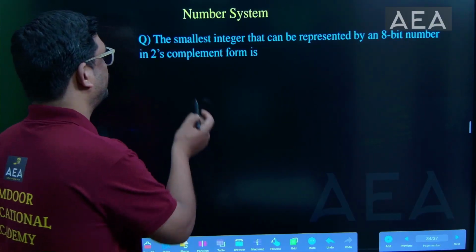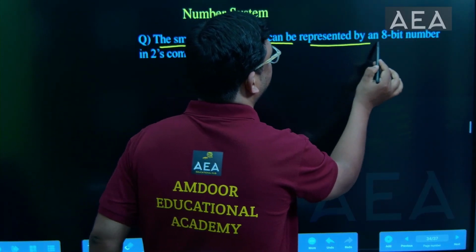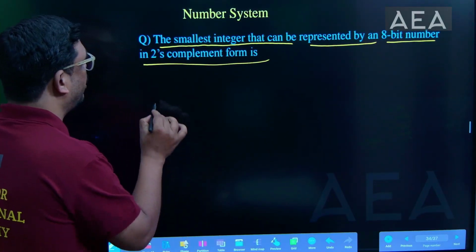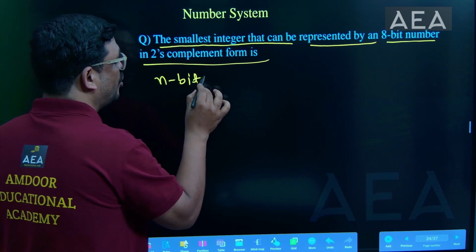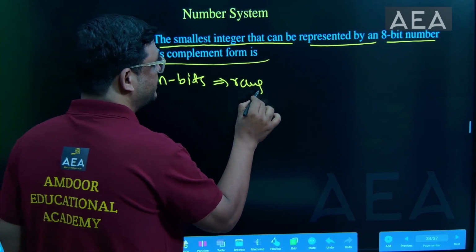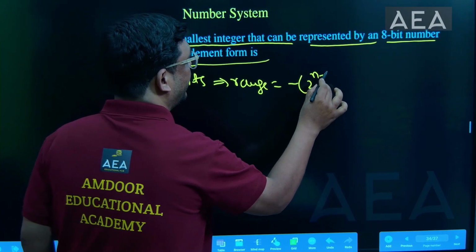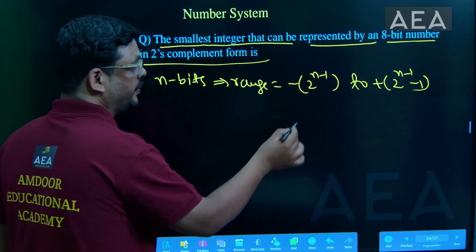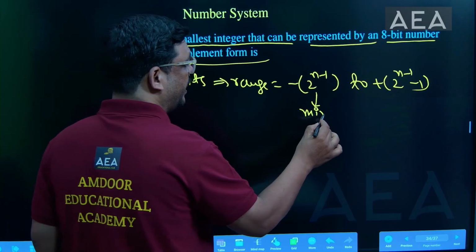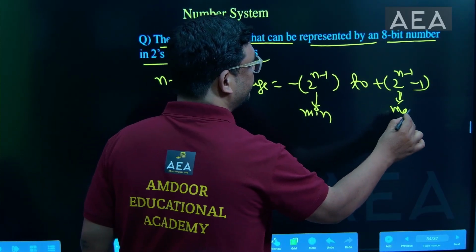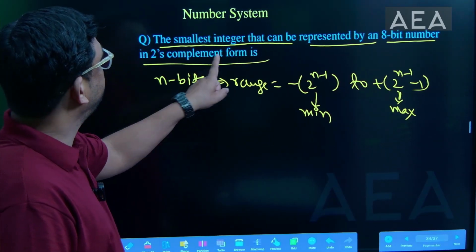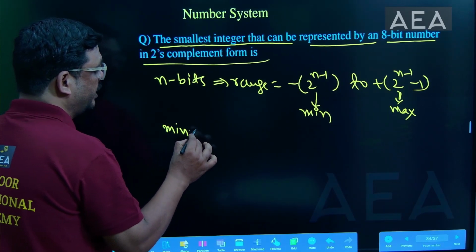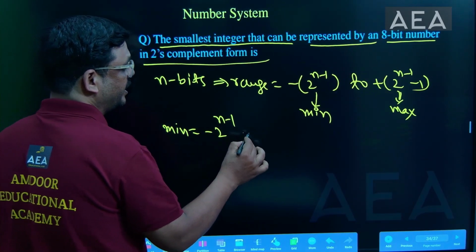Another previous GATE question: the smallest integer that can be represented by an 8-bit number in 2's complement form is. In 2's complement form, using n bits, the range of the number system is defined as minus 2 to the power of n minus 1 to plus 2 to the power of n minus 1, minus 1. The first explains the minimum number and the second explains the maximum number. We require the smallest possible number, that means the minimum number, which is minus 2 to the power of n minus 1.